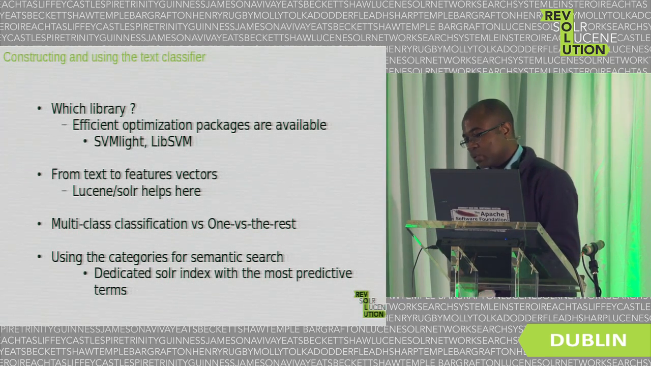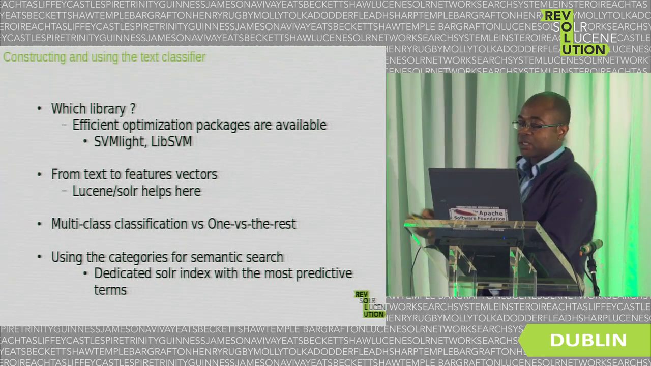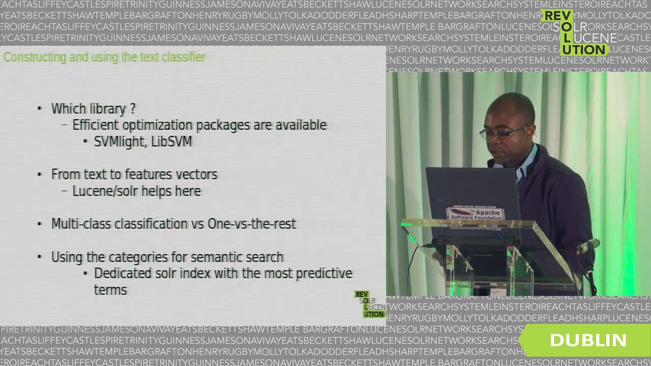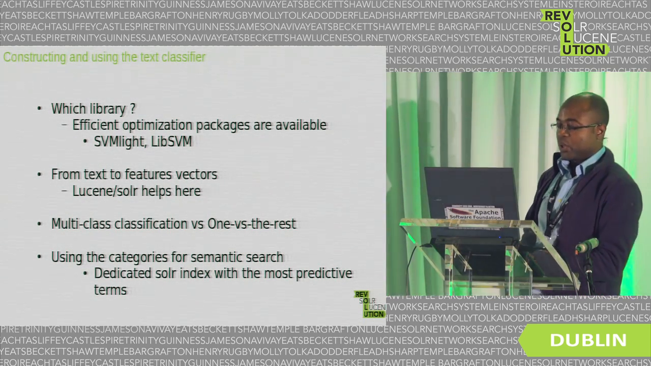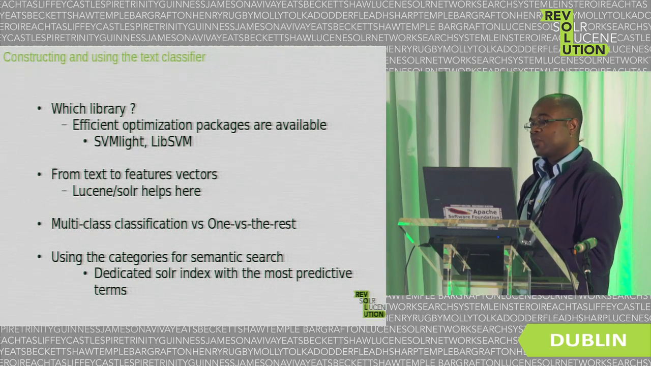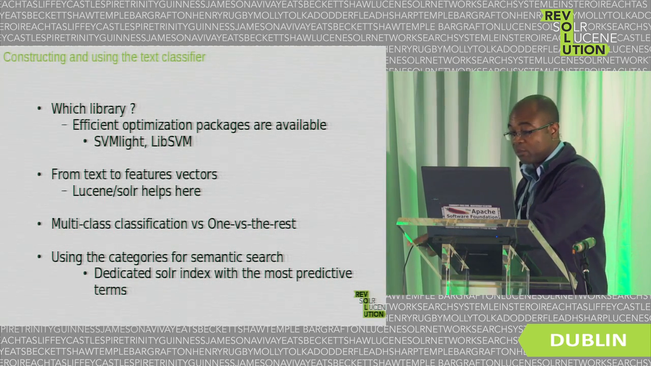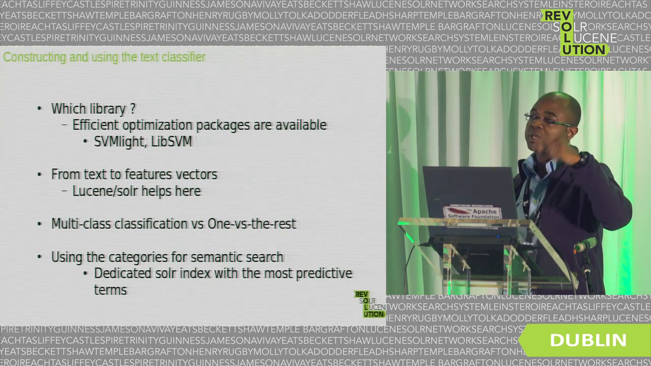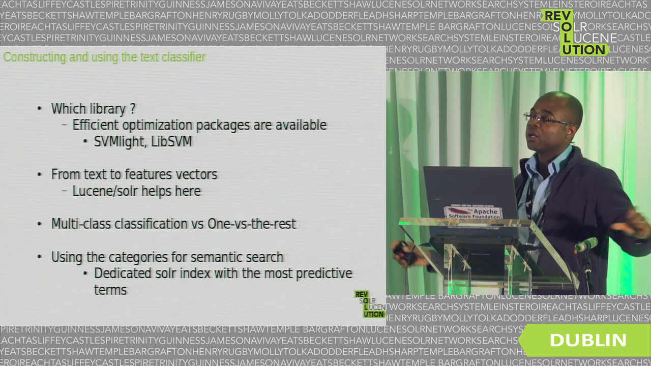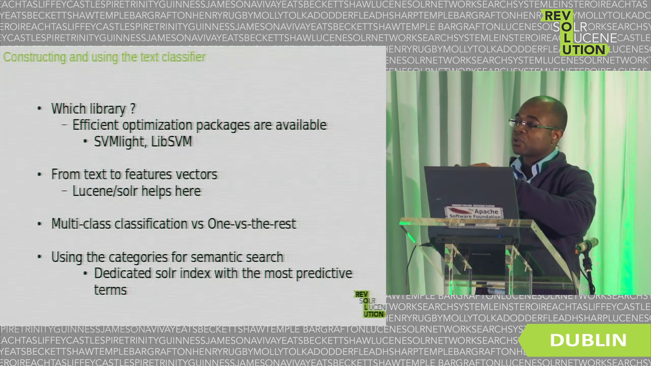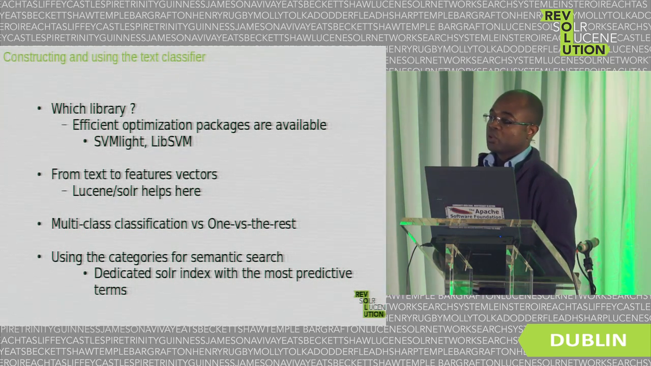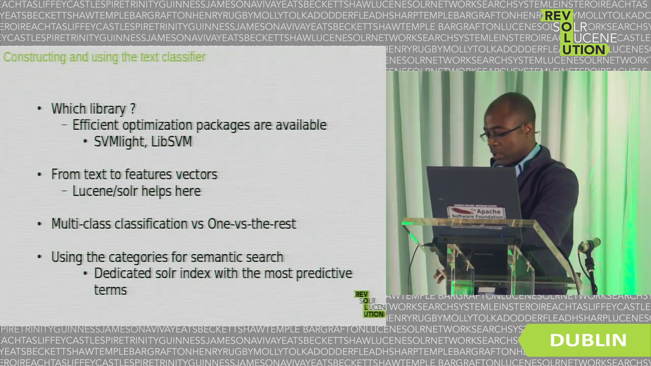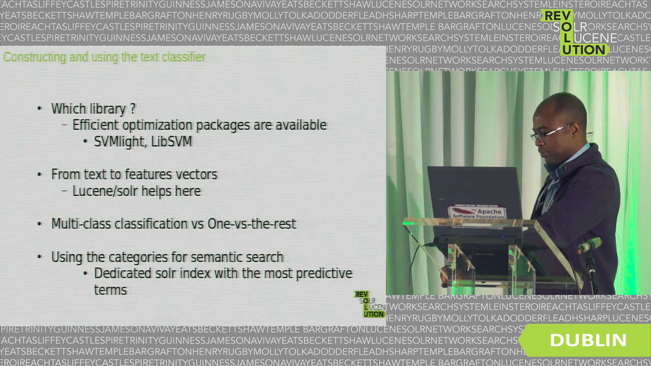Another aspect of what we are going to do is using the categories for semantic search, because that was the ultimate goal: extending the user query for a better user experience. So we use a dedicated Solr index with the most predictive terms. And to get the most predictive terms, you see the weight vectors, we have to take those vectors with the dictionary and use some kind of cross relation to output the most predictive terms. That is why I showed those mathematical equations.